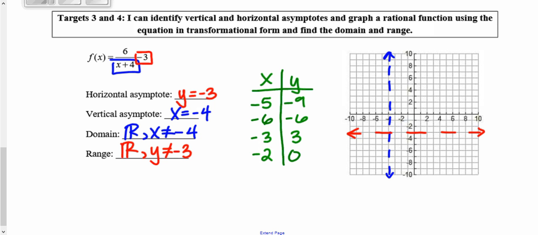So I'm going to go ahead and plot these points. So -5, -9, -6, -6, -3, 3, and -2, 0. So they should look kind of symmetric about each other. And when you connect your points, make sure you don't cross or touch either of your asymptotes. If you feel like you have to cross or touch them, then that means your points are not in the right place, or your table's wrong, or something's going on. Also remember, our numerator is a positive 6, so you can see it's going from the lower left hand to upper right hand, so it has that positive numerator pattern. Just always to check your work.